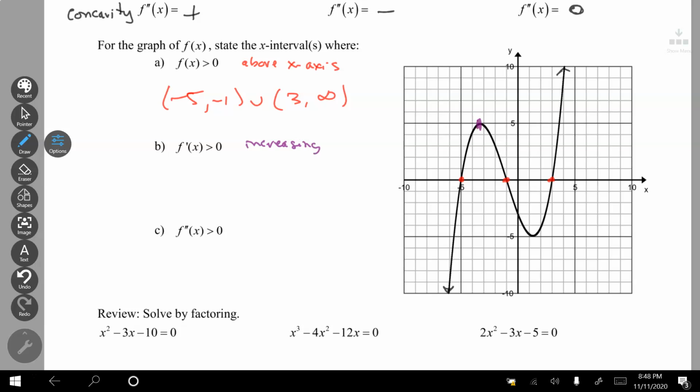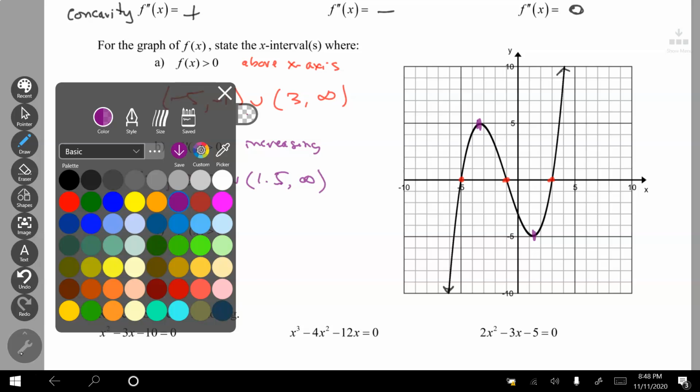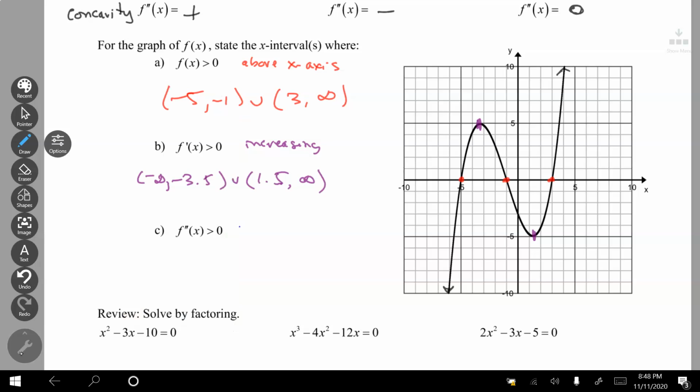And I would say here and here are good key points. So I would say from -infinity to -3.5 it is increasing in union with 1.5 to infinity. And then finally, this is where it's concave up. I would say probably right around here is a good inflection point. So it's concave up from -1 to infinity.